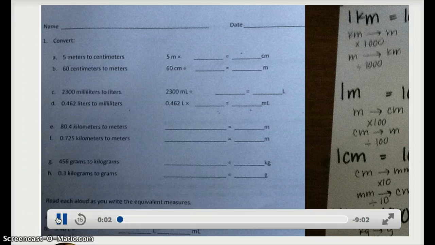Alright guys, this is review part 2 for lesson 4. You did the majority of this in class, but I just want to review it with your brains.